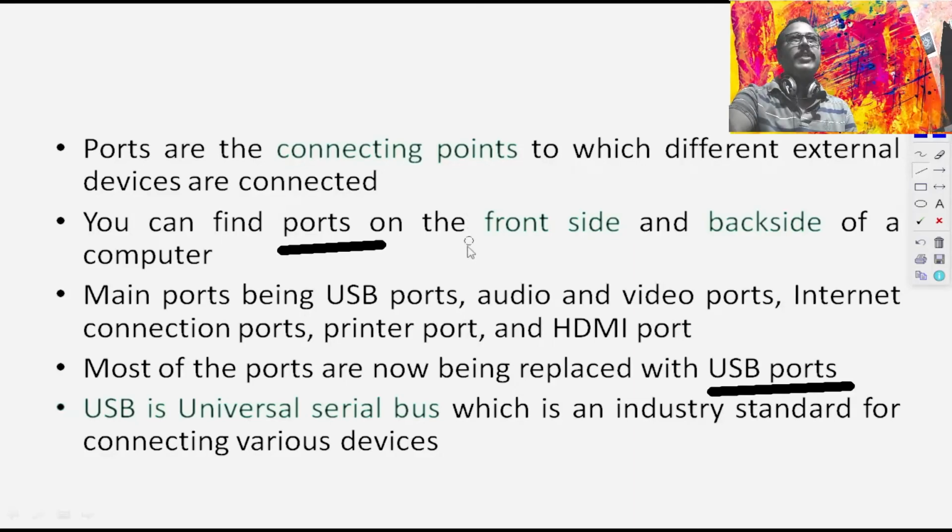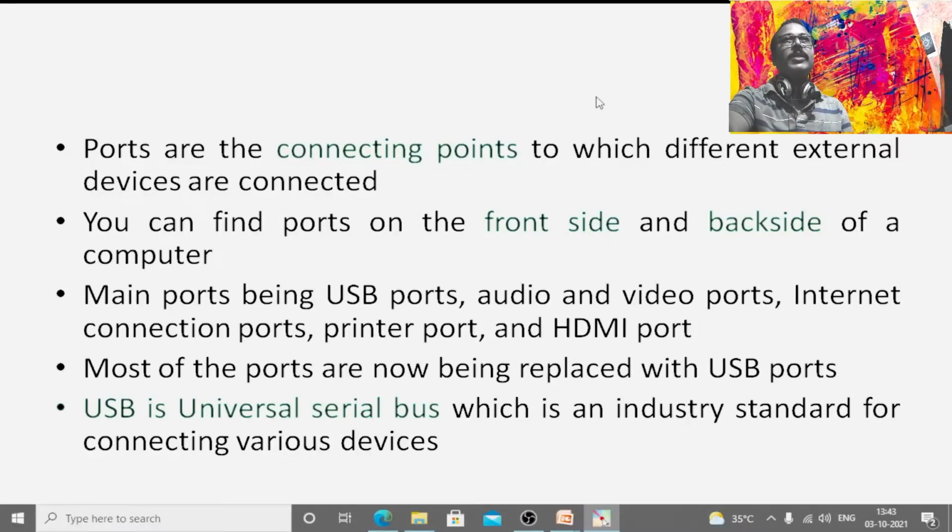So when purchasing a computer, ensure that you have at least 4 front side USB ports, apart from the audio ports, because nowadays everything is connected using USB only. So it's better if you have more number of USB ports. Of course, there are also expansion cards, expansion devices, and multiplexer devices available. You can purchase them also.